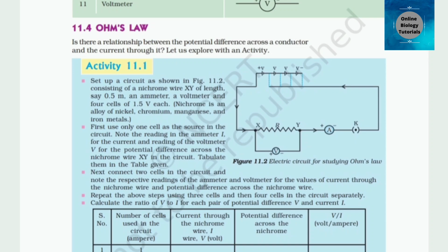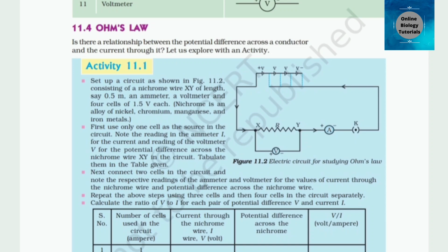11.4 Ohm's law. Is there a relationship between the potential difference across a conductor and the current through it? Let us explore with an activity. Activity 11.1. Set up a circuit as shown in figure 11.2, consisting of a nichrome wire XY of length, say, 0.5 m, an ammeter, a voltmeter, and 4 cells of 1.5 V each. Nichrome is an alloy of nickel, chromium, manganese, and iron metals. First use only 1 cell as the source in the circuit.